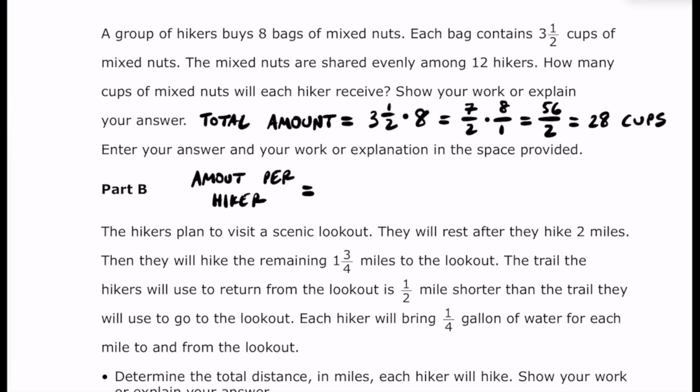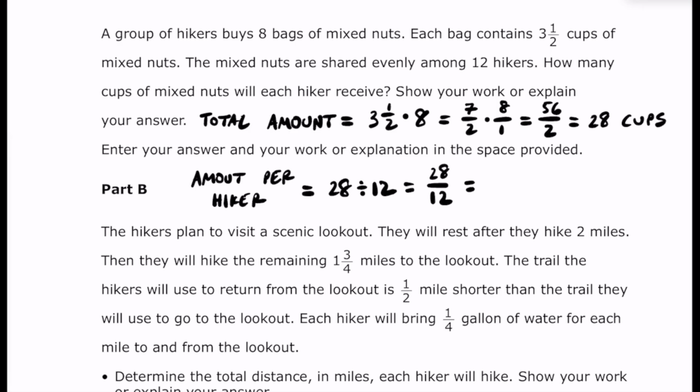So if we're going to find the amount per one hiker, you would take the 28 cups and split that evenly amongst 12 people. Now notice it's not going to be a whole number here, it's going to be a fraction. So 28 divided by 12 is really just 28 over 12, right? That's the important thing to notice: when you're doing division, you can just rewrite it as a fraction. So you don't have to stress out too much about that.